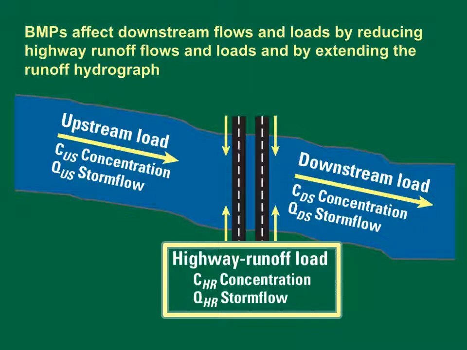Structural stormwater best management practices affect downstream flows and loads by reducing runoff flows and loads and by extending the runoff hydrograph. The downstream flows and loads are the sum of the upstream and highway or urban runoff flows and loads. Downstream concentrations are the downstream loads divided by the downstream flows. BMPs can improve downstream water quality when they reduce runoff contributions. BMPs also can reduce downstream concentrations by extending the runoff discharge hydrograph over a long period of time. Therefore, flow reduction, concentration reduction, and hydrograph extension are the 3 primary BMP treatment mechanisms.